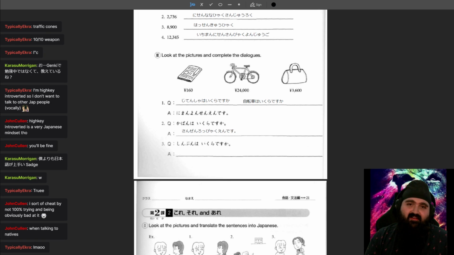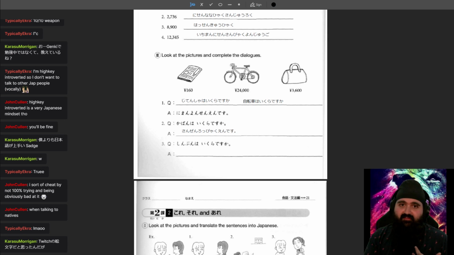I sort of treat it by not trying 100% and being obviously bad at it when talking to natives. Yeah, but funny fact, I know most of you don't play Go in Japanese, but that's how I feel when I play Go against professional players. I just half-ass it and they can't judge me, right? Because I haven't shown my true potential. But at the same time, I'm just kidding myself.